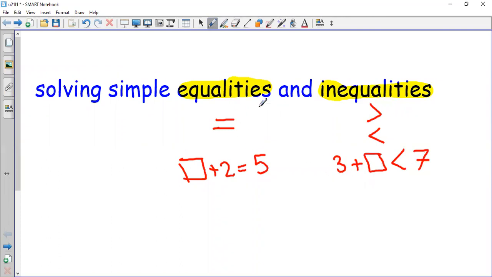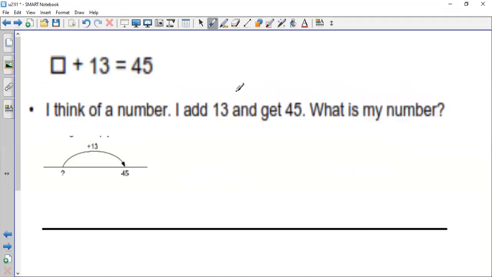These are equalities and inequalities. We will learn how to solve these equalities and inequalities, which means we will find the missing number in these math sentences. Let's start with this. What plus 13 equals 45? This means I'm thinking of a number. When I add 13 to it, I get 45.